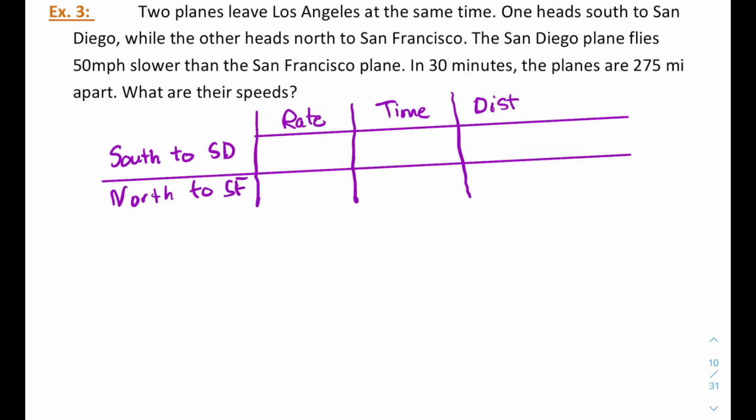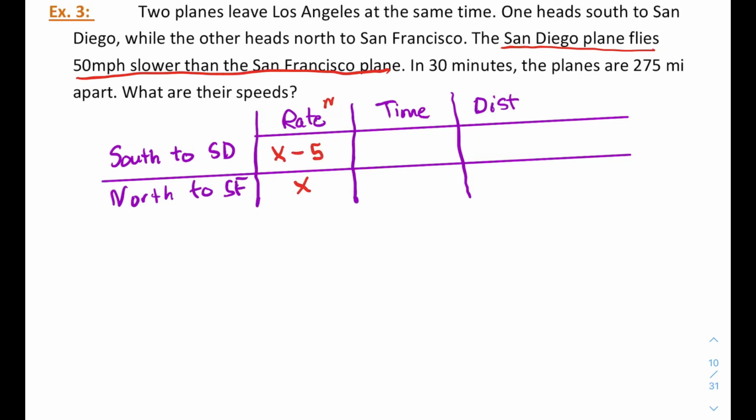Here we've got 2 planes leaving Los Angeles at the same time. One's going to San Diego and one's going to San Francisco. I know the San Diego plane is flying 50 miles an hour slower than my San Francisco plane. I know I wrote 5 in my table. It takes me a while, but I do recognize it and fix it, so just go with it. Pretend the 5 is a 50.